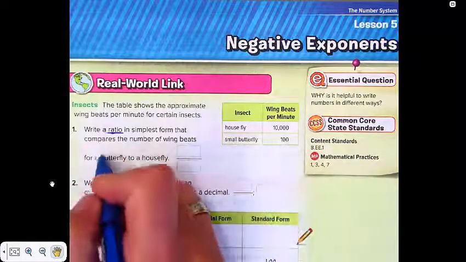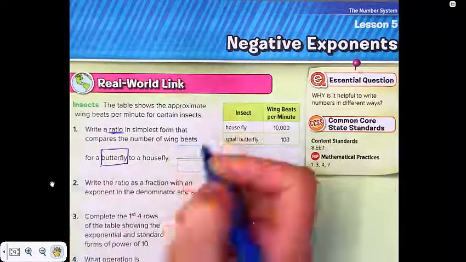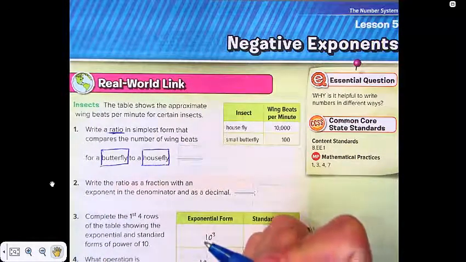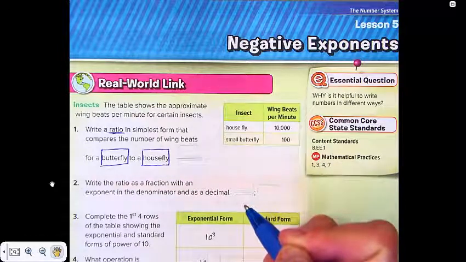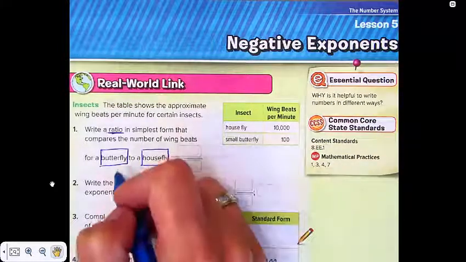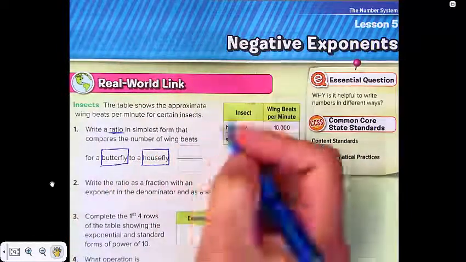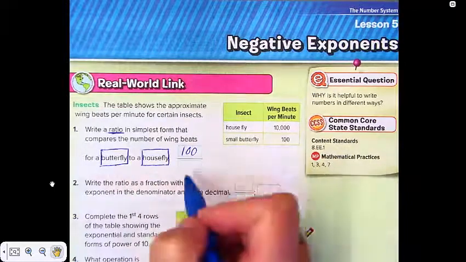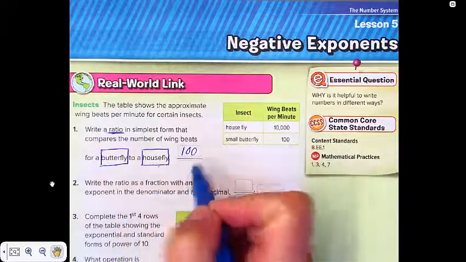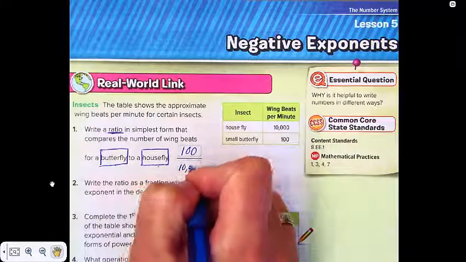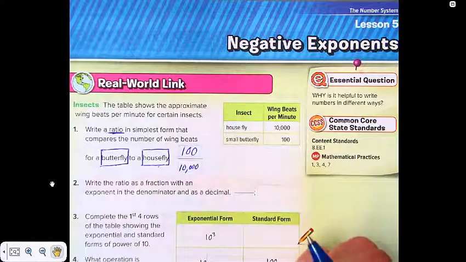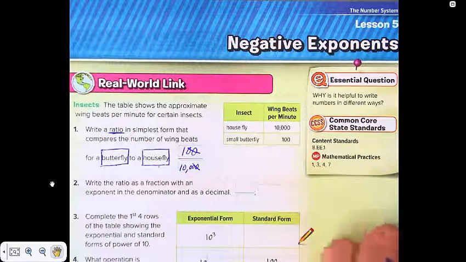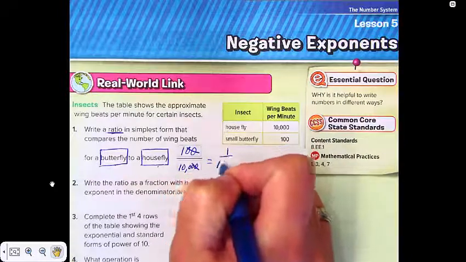And it says the butterfly to the housefly. So that automatically tells me what goes on top and what goes on bottom. So the butterfly was mentioned first, so it's my top number, and the butterfly was 100. The housefly then becomes my denominator, and it was 10,000. And hopefully you know that these can be reduced. These 2 zeros can take off 2 zeros down here, and I'm left with 1 over 100.